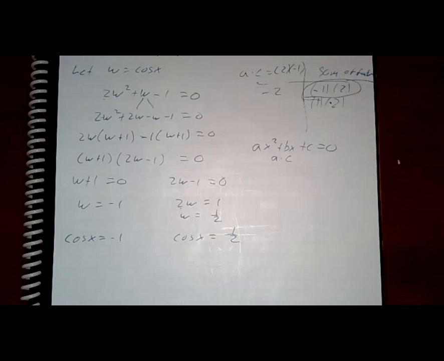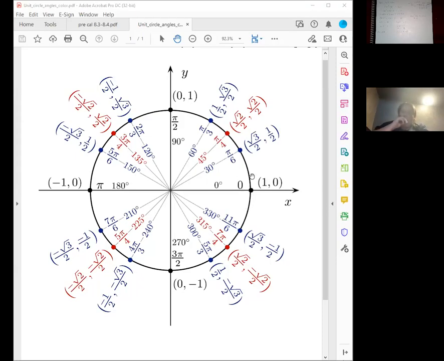So are the final answers -1 and 1/2? No, not yet. We need to find the x's that do that. All of that work was just to start this process. So what angle makes cosine -1? Looks like pi, right? So the first solution is pi. What angle makes cosine 1/2? Well, there's one here and there, right? So the first one is this, and the next one is here.